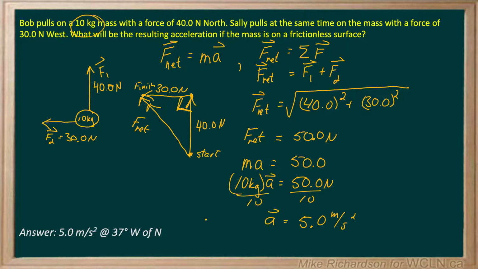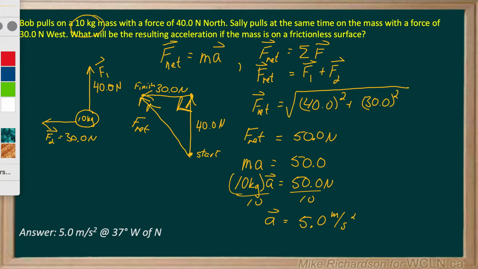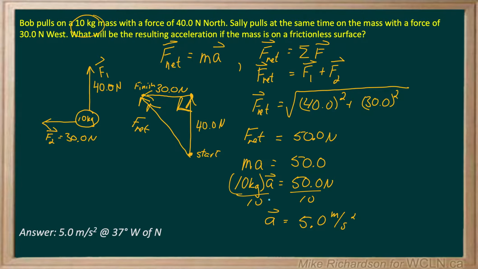Now, what about the direction? Well, the direction I'll do in blue. If I'm trying to find this angle right here, I know the opposite is 30 newtons, and I know the adjacent is 40. Notice I avoid using trig ratios that involve F net because I already calculated that to be 50, and I may have made a mistake, so I'm going to use the original numbers if I can. So I know opposite and adjacent, so that's tan.